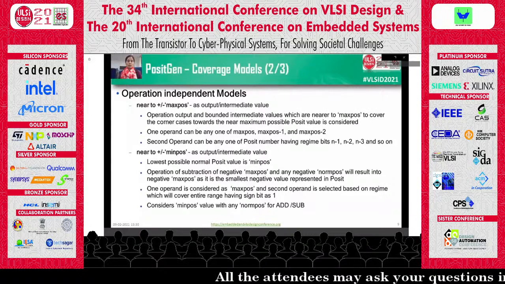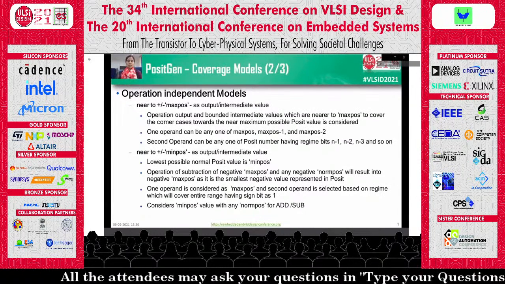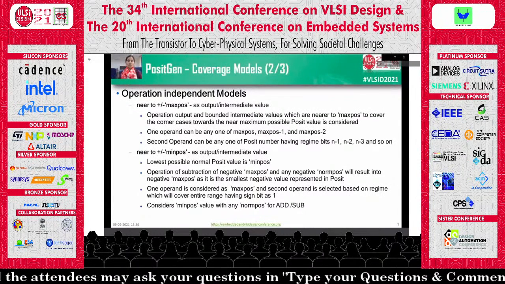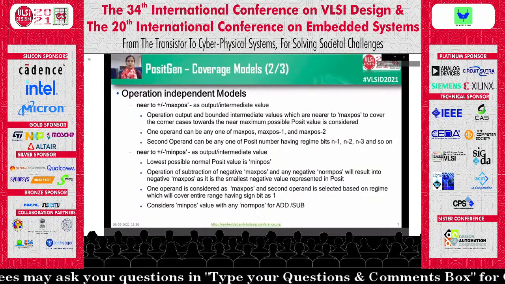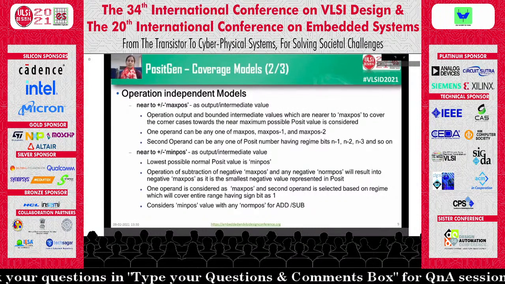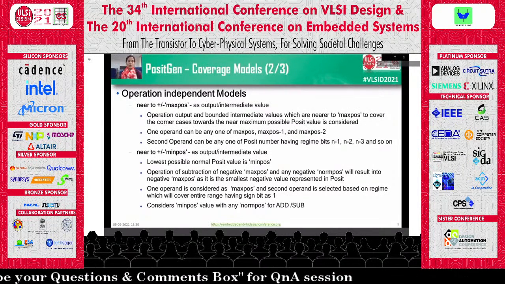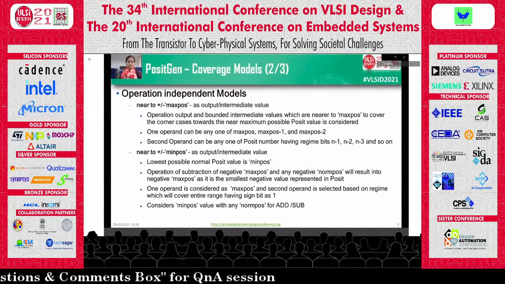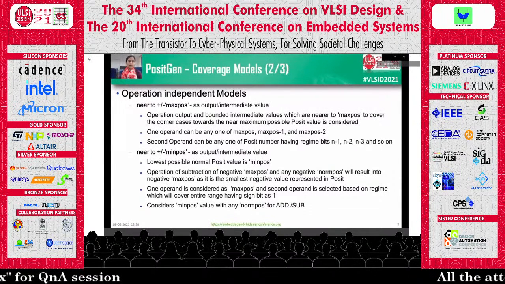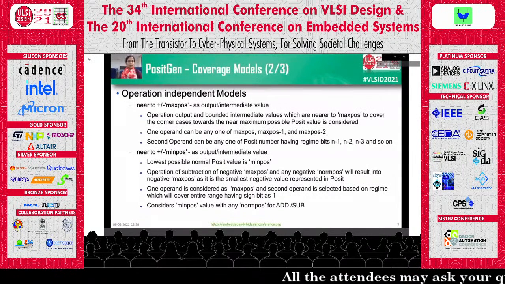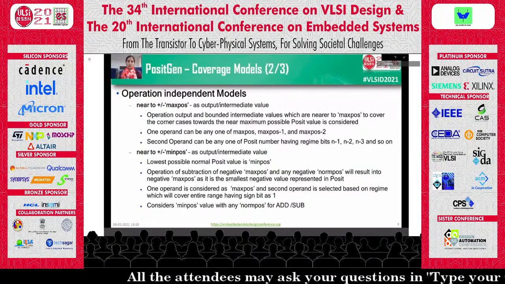The next model is the near to positive negative max pos. There is no overflow in POSIT. Here we consider output and intermediate results which are near to the max pos. So this model covers the corner cases towards the maximum possible value in POSIT. So this model selects the operands such that one operand can be max pos minus 1, max pos minus 2, and the second operand can be any POSIT number having regime bits n minus 1, n minus 2, and so on. So this model is applicable for all three subsets of the POSIT domain.